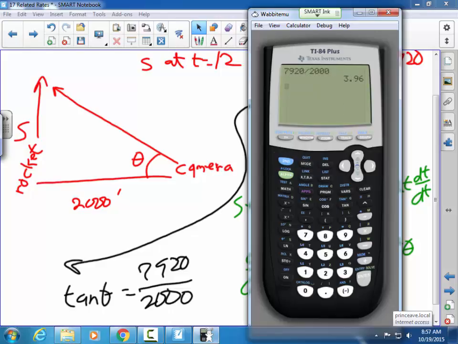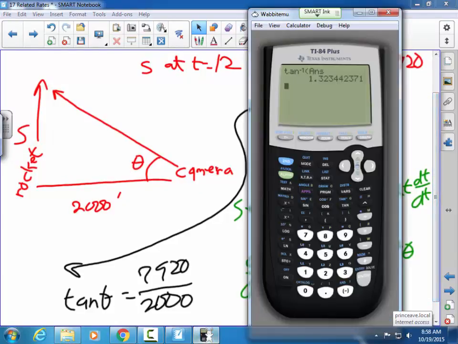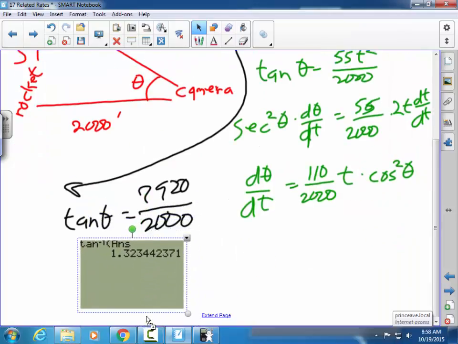So I need to do inverse tan, second tan, second answer. So there's my angle in radians. Now, if you did it in degrees, you didn't get that answer, but it's okay as long as you stay in degree mode. So now we know what our angle is: 1.323. All right, so we have our angle there.